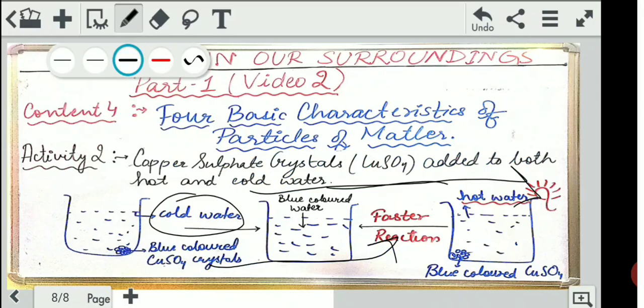By now I have summed up three basic properties. The first one was very small particles, the second was they have spaces between them, the third is they are constantly moving, and all three are because they intermix with each other very quickly, which shows that they have spaces between them and they move towards each other, right?